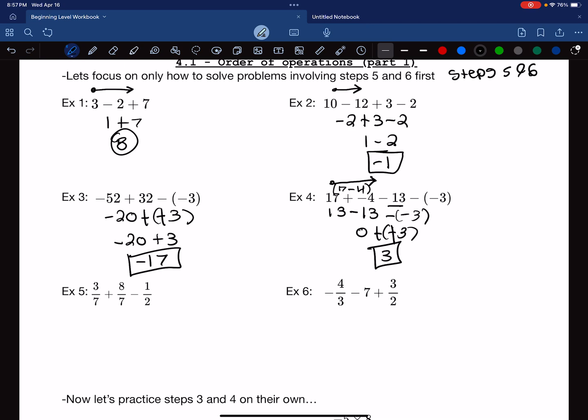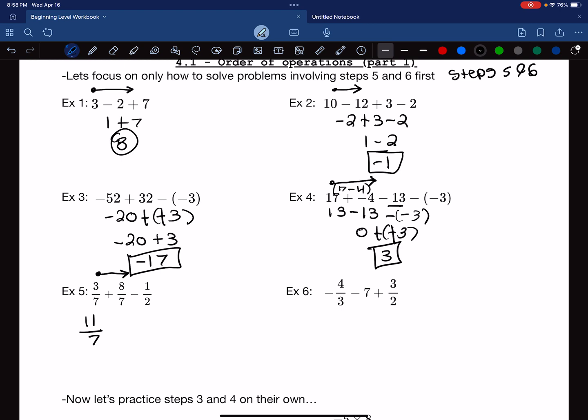Looking at example 5, we are dealing with fractions. But the same rules still apply. So we're just going from left to right. So 3 over 7 plus 8 over 7. These two fractions have common denominators, so we just simply add these two numerators together. So 3 plus 8 is going to be 11.